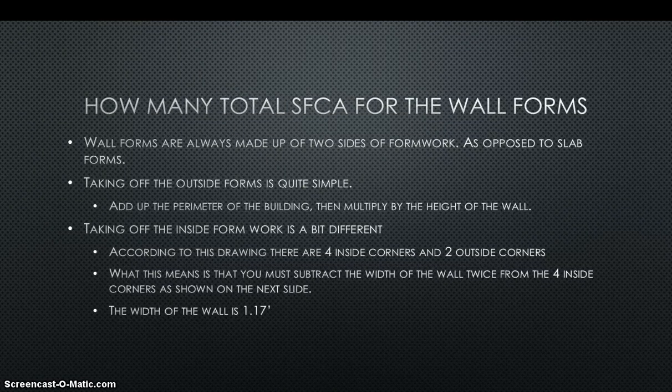Taking out the inside formwork is a bit different. It'll be different for every building you encounter. But according to this drawing, there are 4 inside corners and 2 outside corners. What this means is that you must subtract the width of the wall twice from the 4 corners as shown on the next slide. The width of the wall is 1.17.